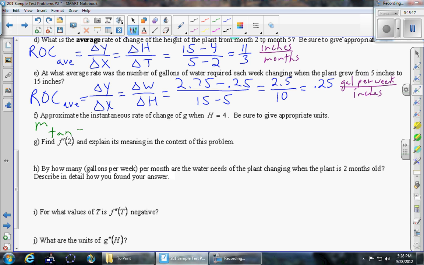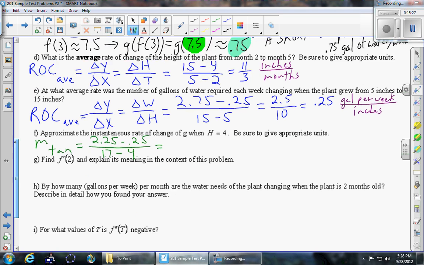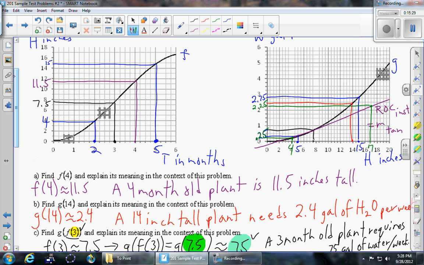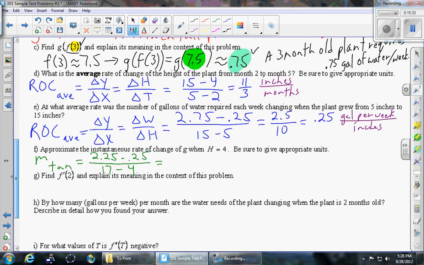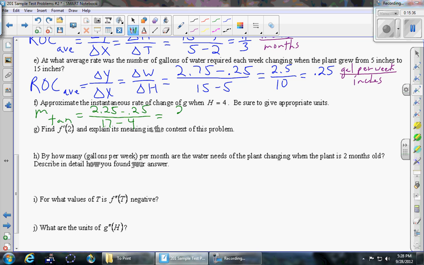Slope of the tangent line equals, okay, downstairs was 17 minus 4, upstairs was 2.25 minus 0.25. I'll go up there to show you, but really I just want to confirm that I got it right. Okay, I think that's good. Change in y over change in x. And so we calculate, upstairs is a 2, downstairs is a 13, and that's our answer.